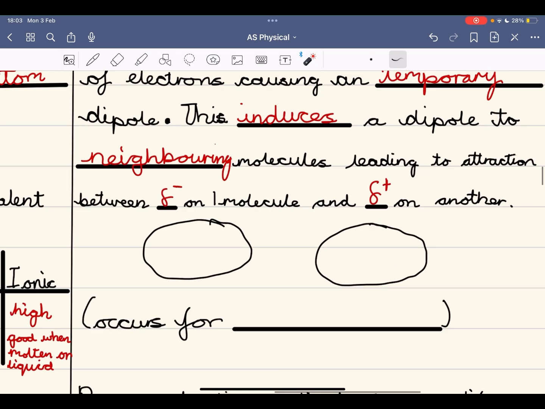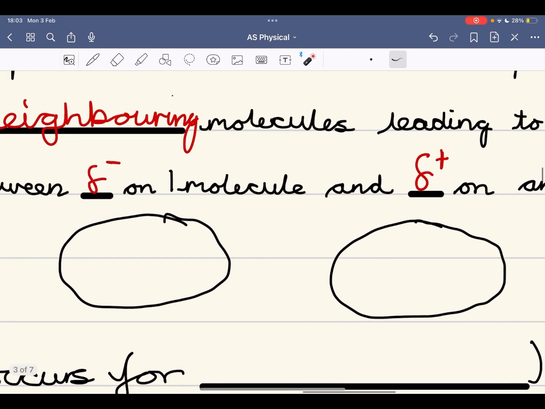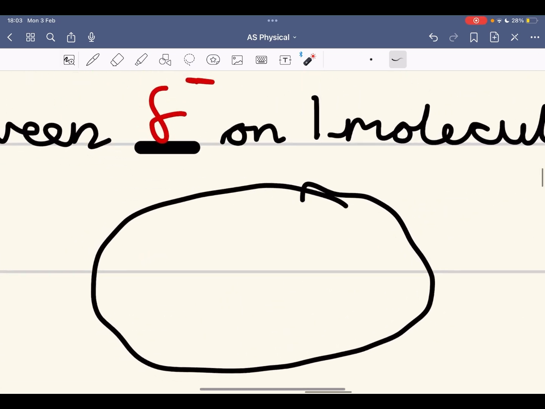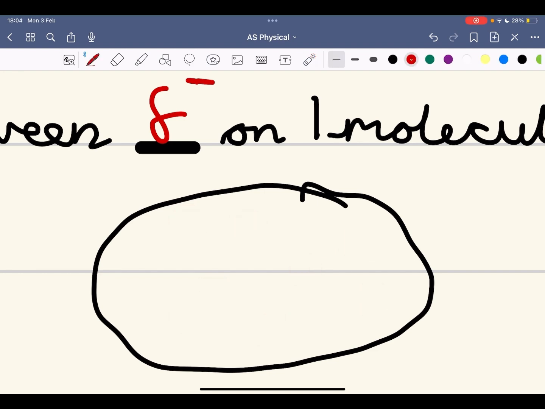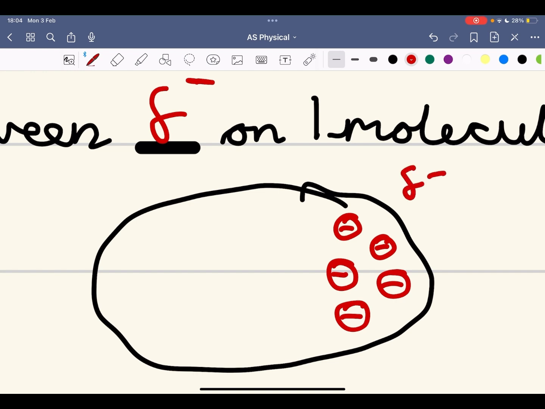So what this means is, if we have a molecule like this, for example, this is one molecule, and it will just have electrons floating about randomly in the molecule, and these electrons can float about anywhere, right? However, just by chance, what can happen is that all of the electrons are on one side of the molecule, okay, and this is just by luck, and for this split second, the right side of the molecule will be slightly negative and the left side will be slightly positive.